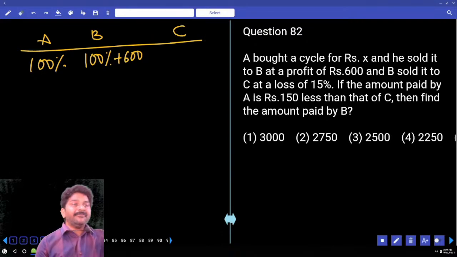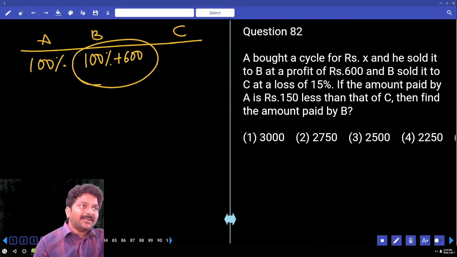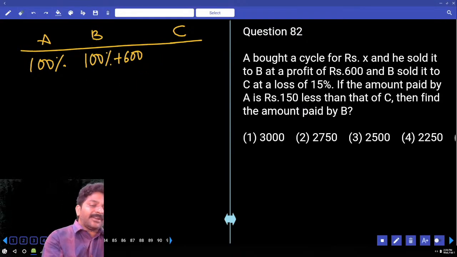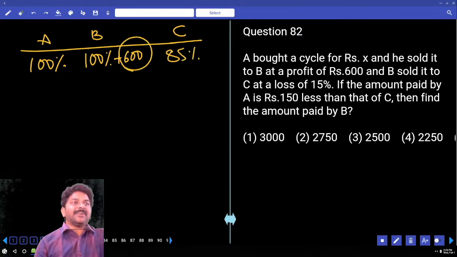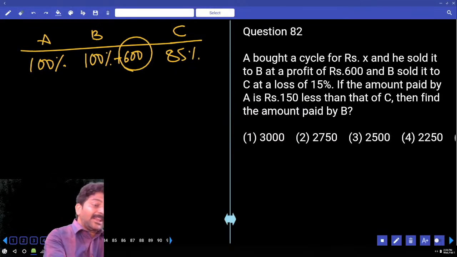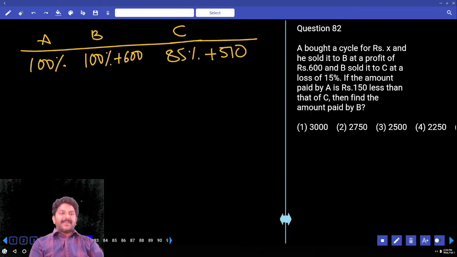How much percent? 15%. So we have to calculate 15% of every number and subtract it: 15% of 100% gives 85%, and 15% of 600 is 90, so 600 less 90 is 510. So now C will pay 85% plus 510.